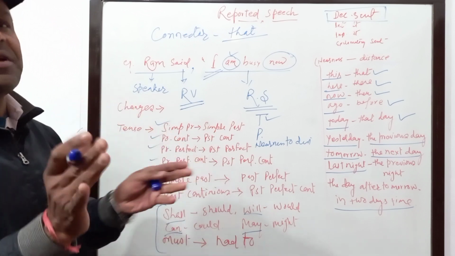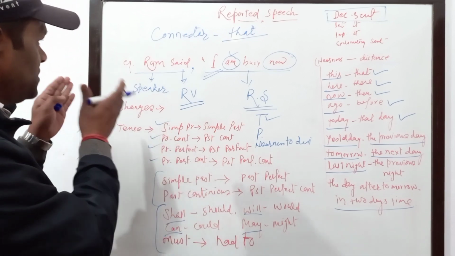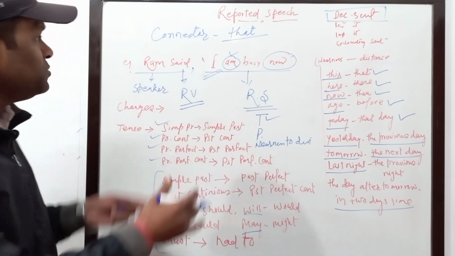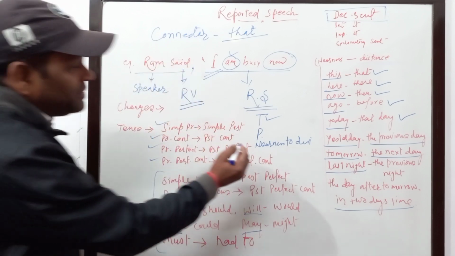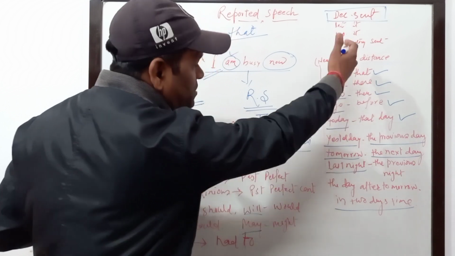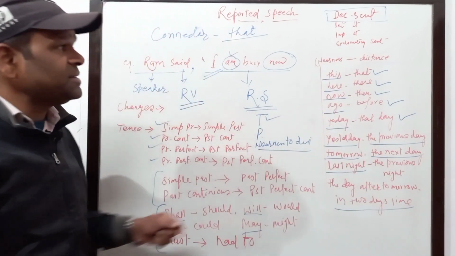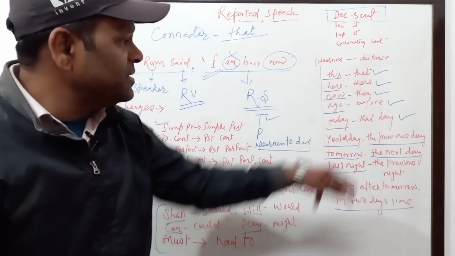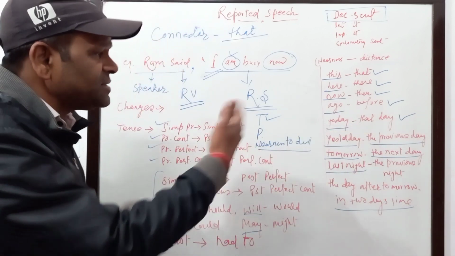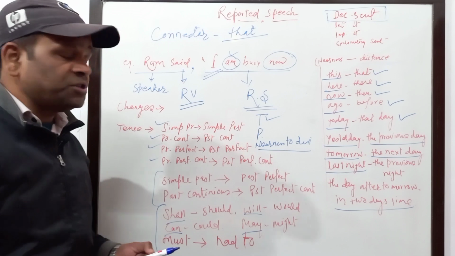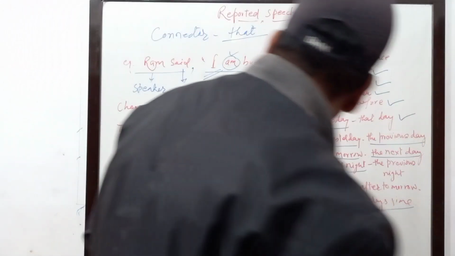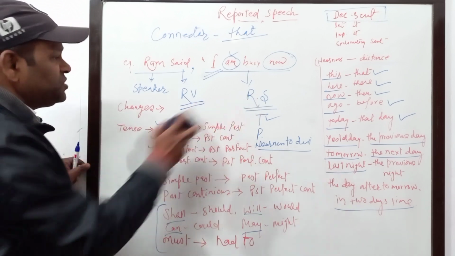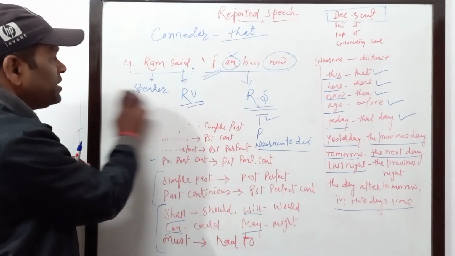So the cases we have to understand. Whether the subject, the object, or other cases are used, that we'll discuss later on. And then comes the nearness to distance. So this part you have to understand. This, that, here, there, now, then, ago, before, today, that day, yesterday, the previous day, tomorrow, the next day, last night, the previous night, and the day after tomorrow will change into in 2 days' time. So I hope that you have understood the two basic changes that we are going to do.